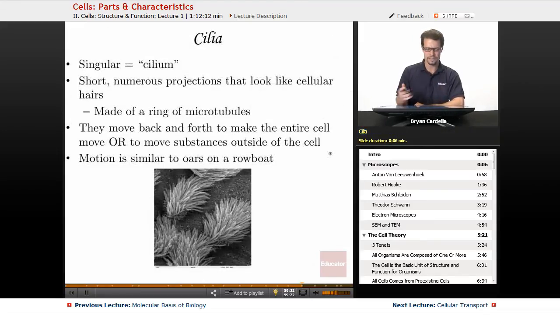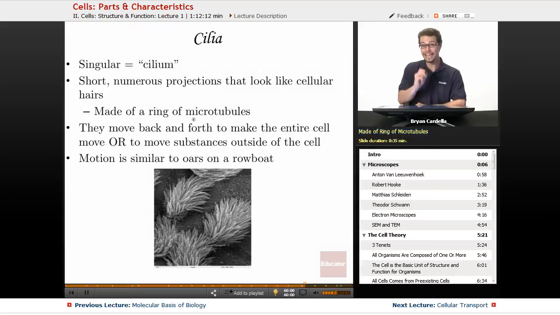Cilia. Cilia are like little cell hairs. The singular word would be cilium. So this is plural. I wrote the plural word for this slide because generally on cells, when you see them, you're going to see a lot of them. They are short, numerous projections that look like cellular hairs. And this is a micrograph image. It's zoomed in thousands of times. You're looking at the surface of human cells. Chances are this is in the bronchial lining. You have a lot of cilia in your respiratory tree that help sweep up mucus.